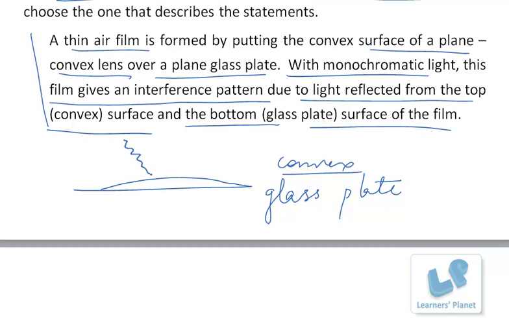Let's say this light is incident here, so a portion of the light gets reflected and a portion gets refracted and then reflected. Now this reflected light 1 and this reflected light 2, they both interfere somewhere here on the screen. Now based on this we have to read the two statements.